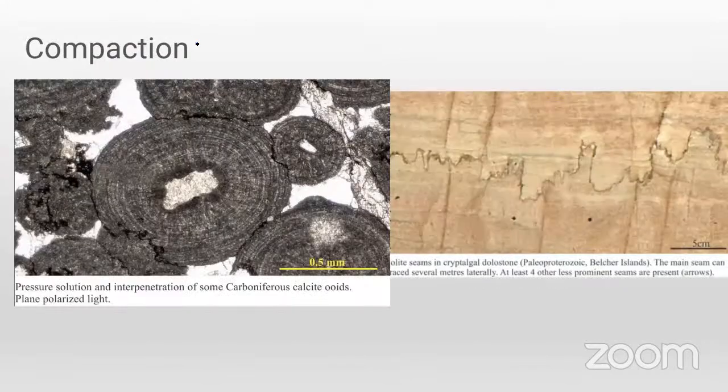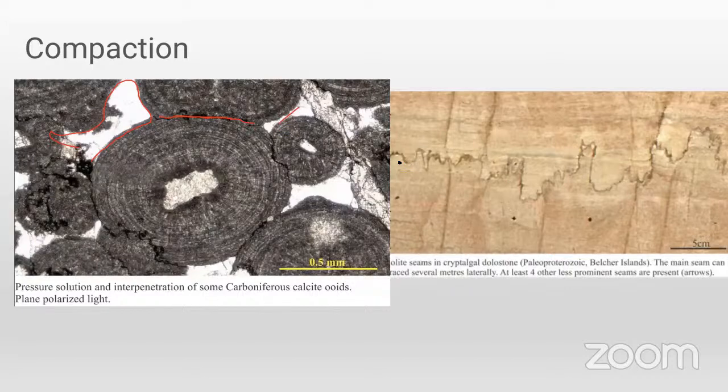One of the diagenetic processes is compaction. Compaction is important because it reduces the porosity, and in some part, because of the chemical dissolution, we have precipitation of the cements in other parts. So we have low porosity.